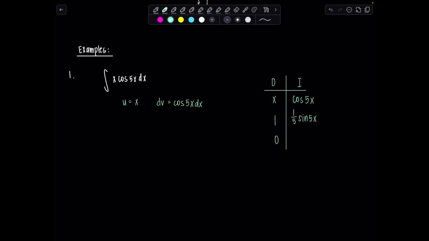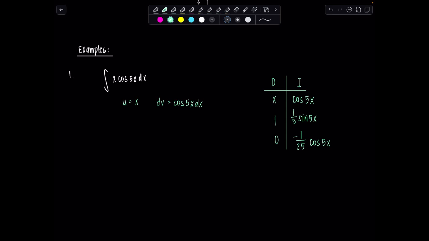Oh yeah. And then one more time, whose derivative did we take to get 1/5 sine 5x? Negative 1/25 cosine 5x. Beautiful. Are you guys okay? All right, now from here, to put together our final answer, we take these diagonal products.